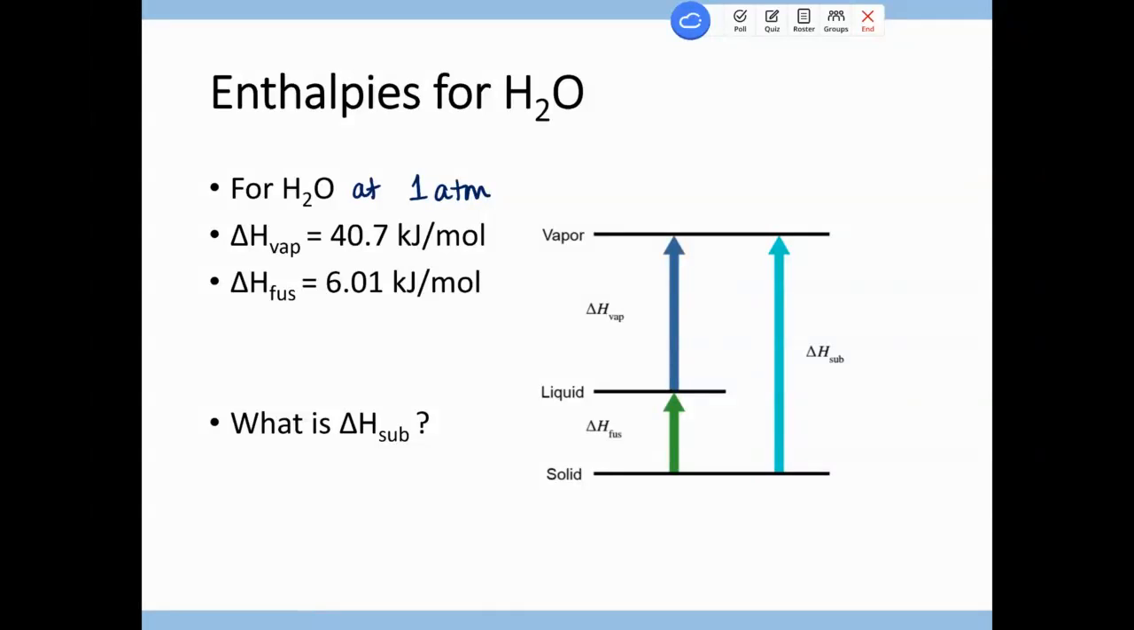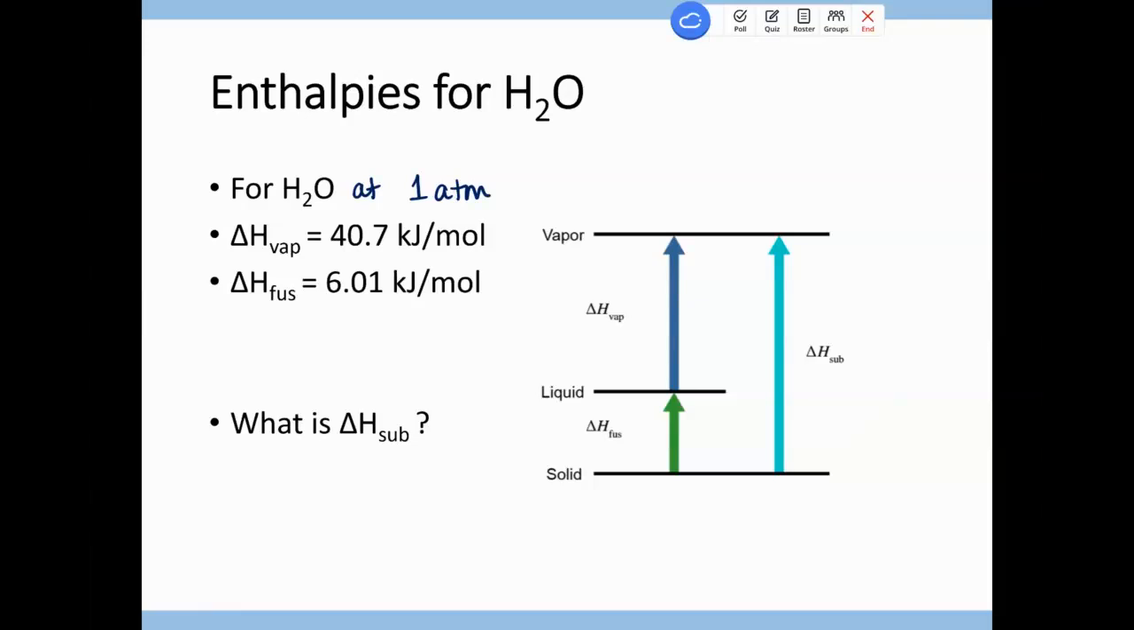Different atmospheric pressures can result in different energies required for a substance to vaporize or melt or sublimate. So for water, the heat of vaporization is 40.7 kilojoules per mole. Heat of fusion is 6.01 kilojoules per mole.